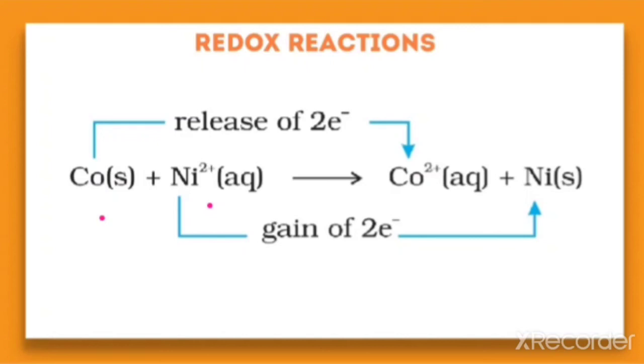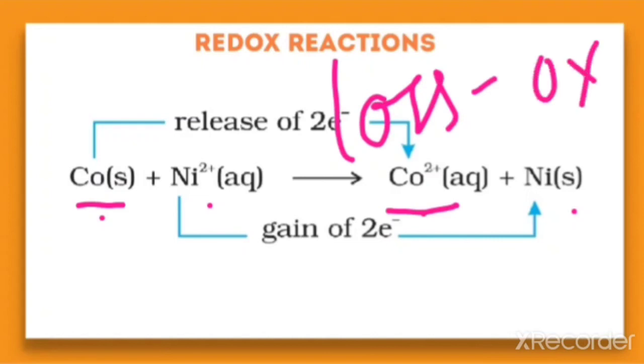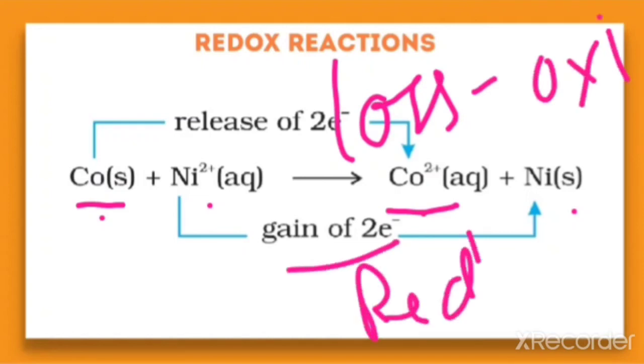One more equation we have in the text: cobalt displaces the nickel ion from the nickel sulfate solution. So it gives rise to cobalt ion with nickel. Here also there is loss of electron, that is Co is converted into Co2+ by loss of electrons. So this is an oxidation, and here there is a gain of electron, therefore this is a reduction. So you have to split this equation in the same way as I discussed for the previous one.